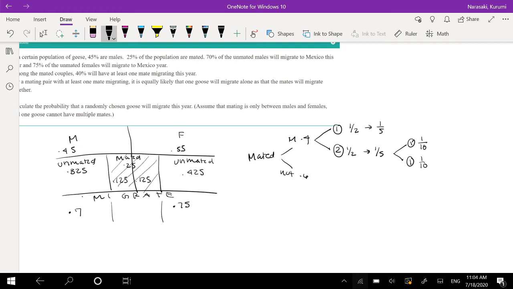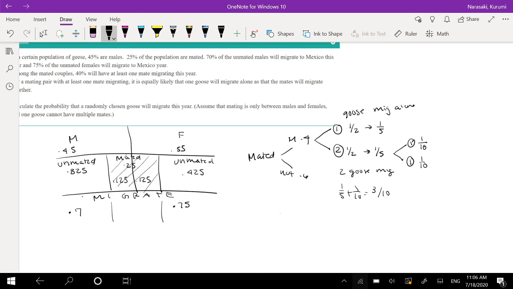Because the one is talking about a goose migrating alone with a probability of 0.2, and a mated goose, so two geese migrating, is a probability of 0.2. But then because we don't want to double count the two geese moving together, we have to split it up into each individual goose. So with each individual goose, it's 1/10 each. So that means it's equal to 1/5 plus 1/10, which is just equal to 3/10.